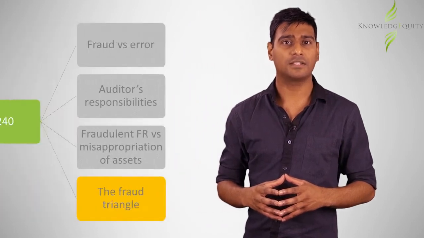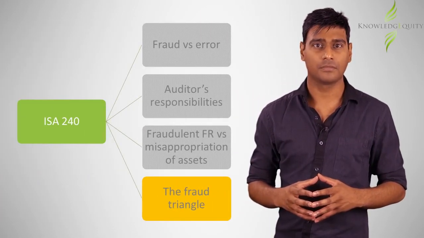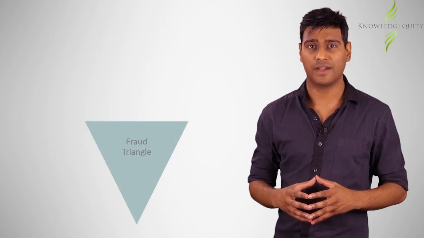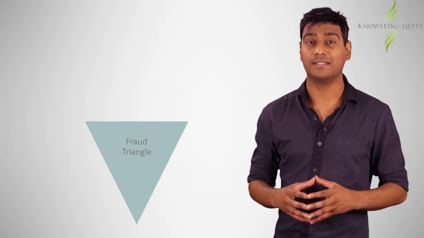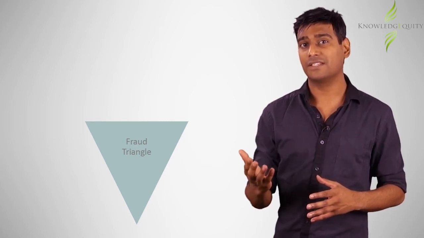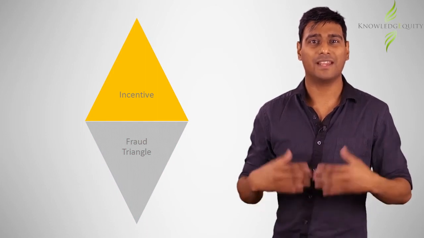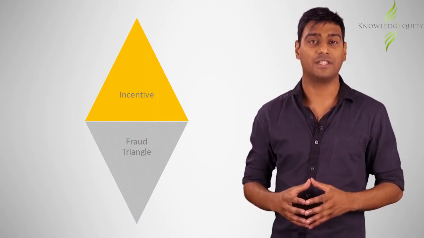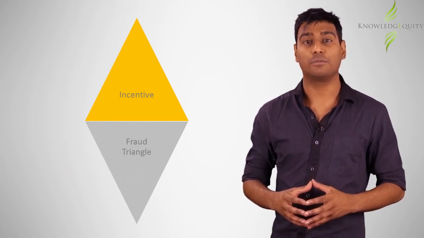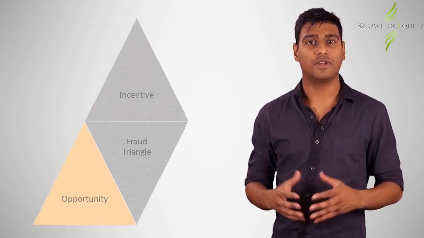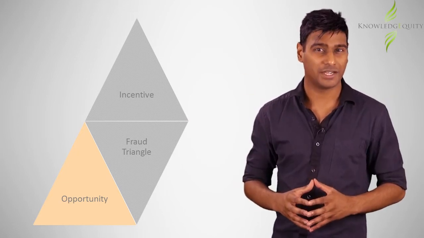Now let's look at the last key area of ISA240, which is the fraud triangle. ISA240 paragraph A25 identifies 3 factors which would indicate the possible existence of fraud. The first factor is an incentive. This refers to something that would entice or encourage a person to engage in fraudulent activities. The second factor is an opportunity. This relates to a chance or opening that would allow for fraudulent activities to occur.